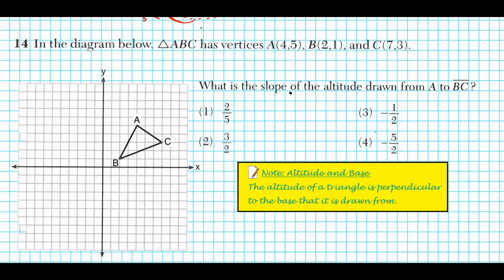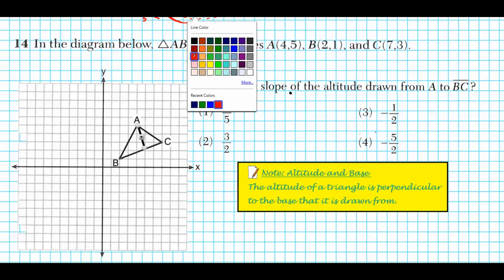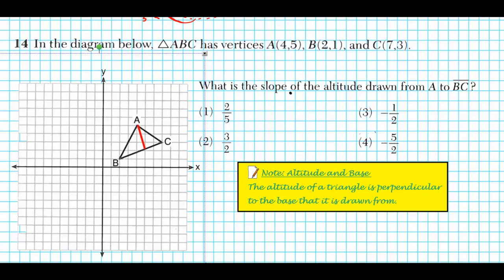In this problem, this is the extended base. This is the base that the altitude is drawn from. We're going to draw a perpendicular line from this base that intersects this point right here, point A. So if you want to draw it, it's going to look something like that. So that's your altitude. Let's color it red and label it. So this is our altitude right here.